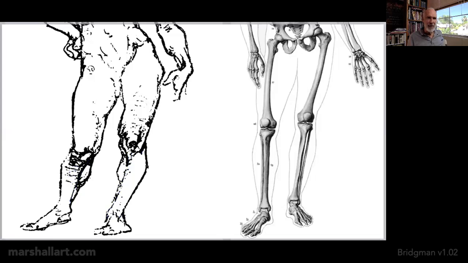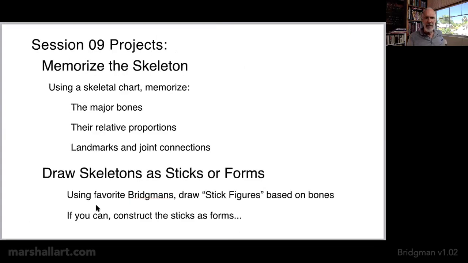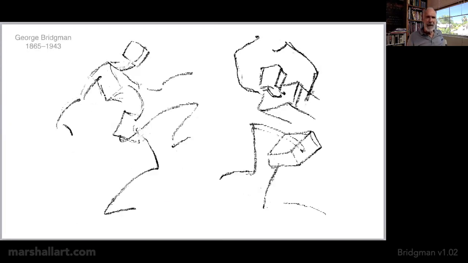Skeletons as foundations. Here's your next assignment. Here's your assignment beyond memorizing a skeleton. Using your favorite Bridgmans, draw stick figures based on bones. Look at them and try to do something. If you're a beginner, as simple as that. Try to turn them into something that may be childlike.